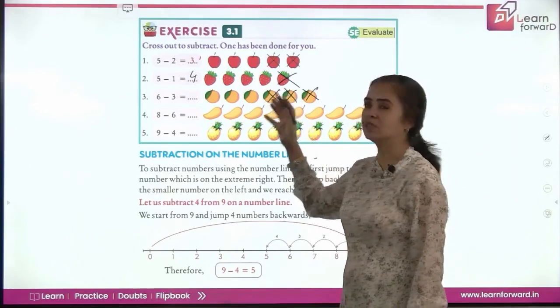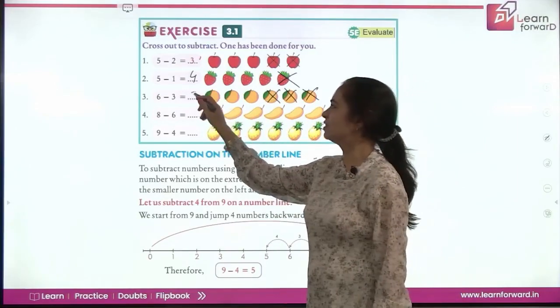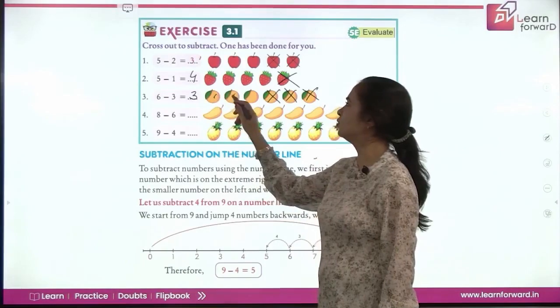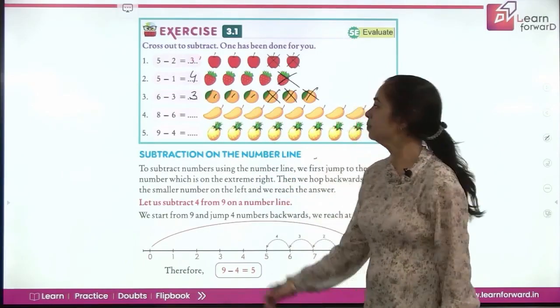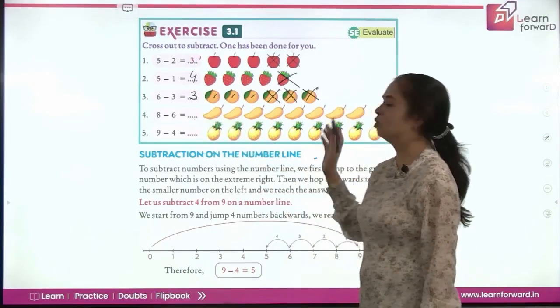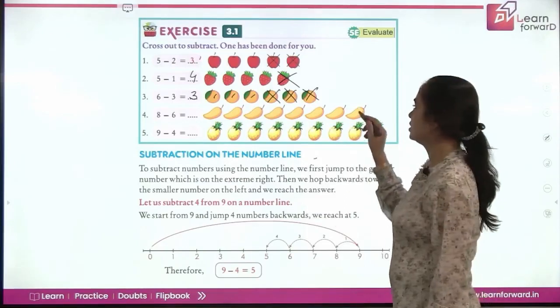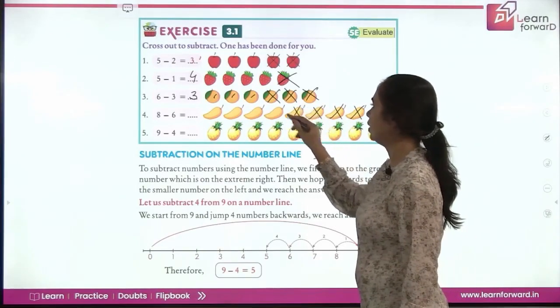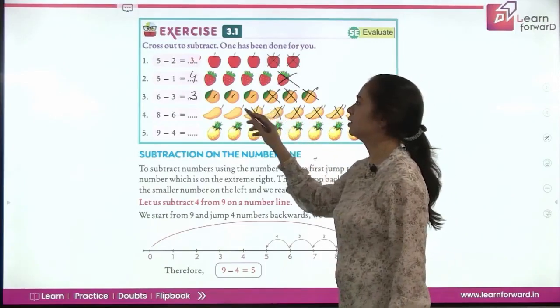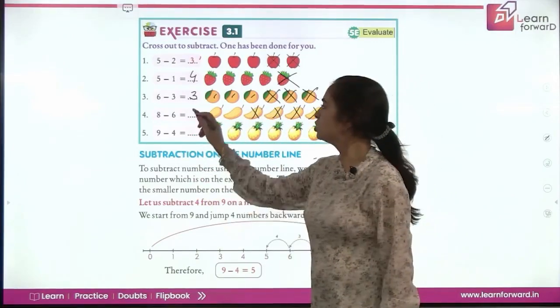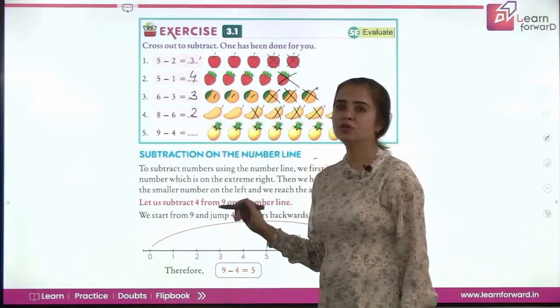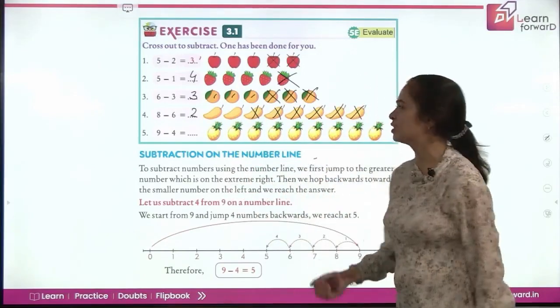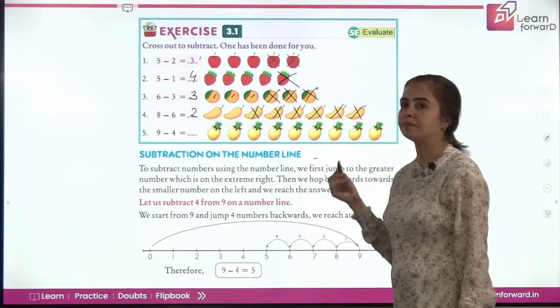3. Good. What's the answer? The difference is 3. 1, 2, 3. Next is 8 mangoes minus 6. So these are 8 mangoes. Let's cross out 6 mangoes here. 5, 6. We are left with just 2. So the difference is 2. Now for pineapples, you cross out yourselves and have fun.